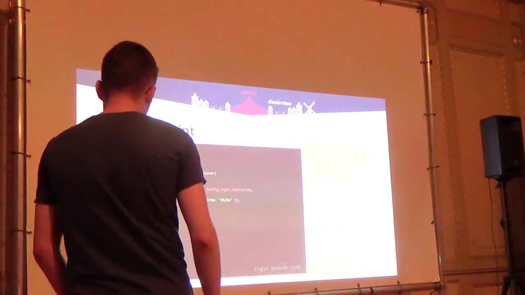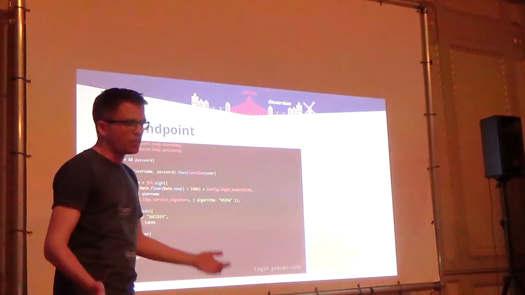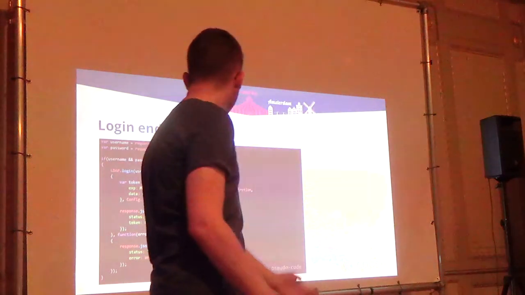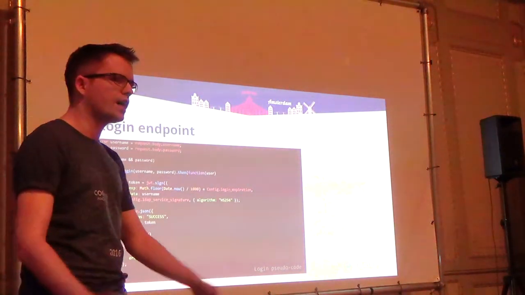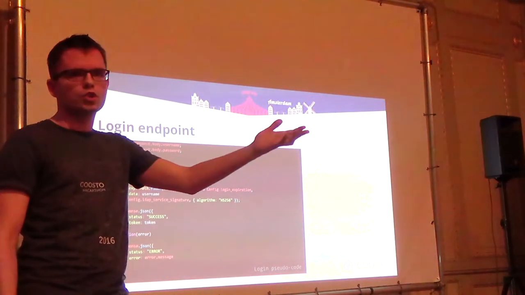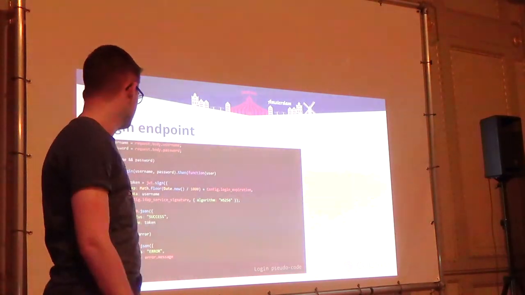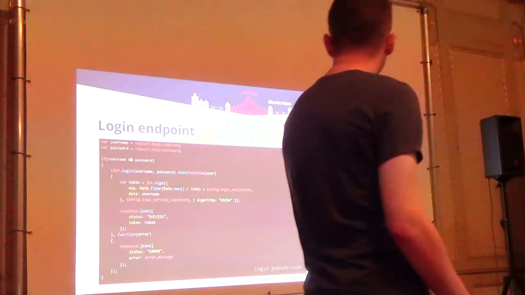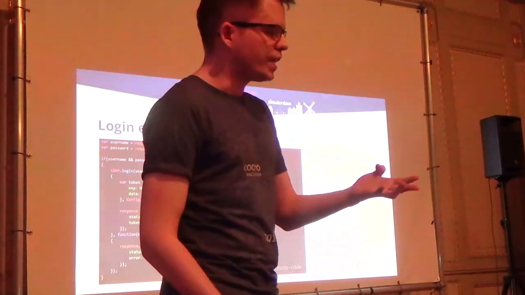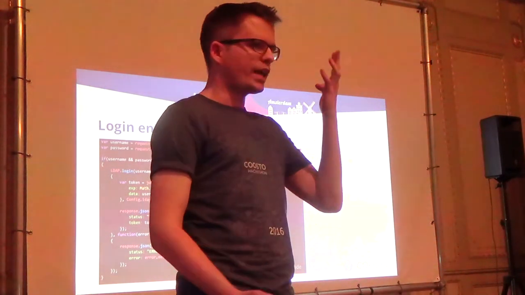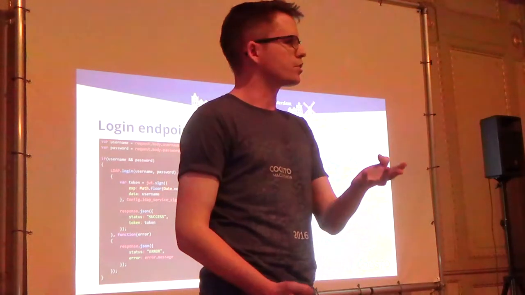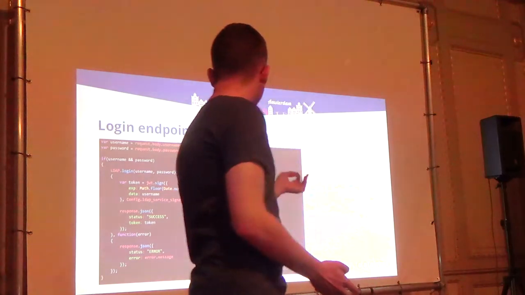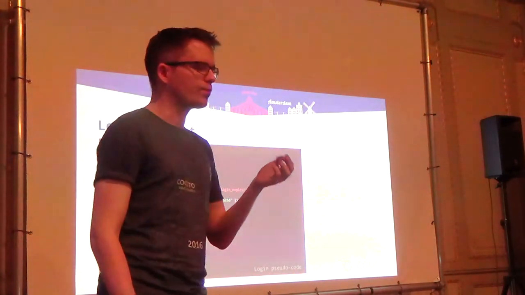So the code is maybe a little bit small, but it's not very important anyway. The login endpoint basically takes the username and password, and it logs into LDAP using the LDAP bind service. It's very standard, you can look it up anywhere. Once this succeeds, it will sign a JSON Web Token with just your username as the data. That's it, nothing else.